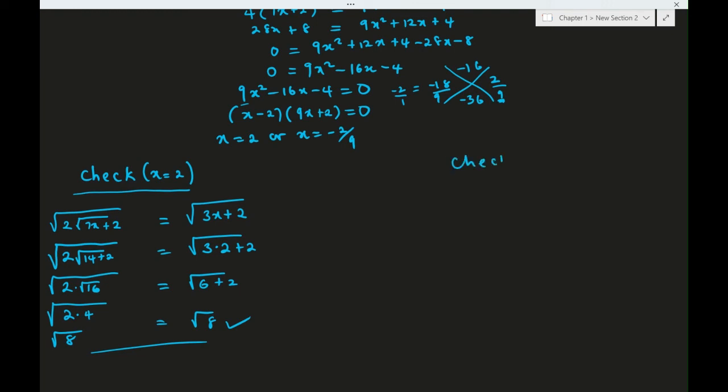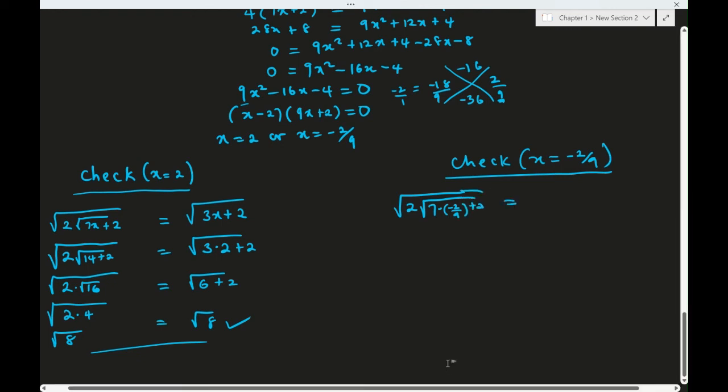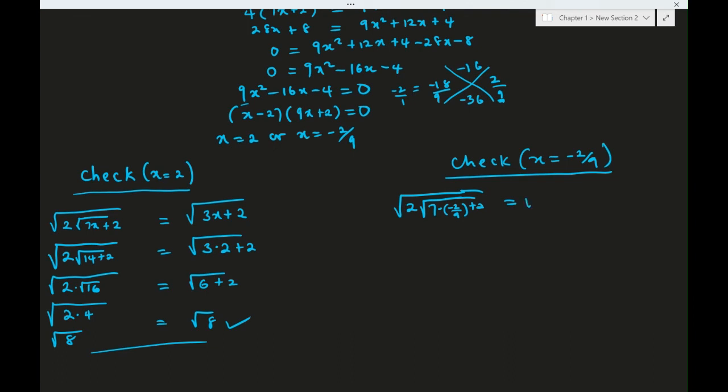Now, we check with x equals to minus 2 over 9. So minus 2 over 9, we will have this. So here we'll have 2 root of what? 7 times minus 2 over 9 plus 2. So the right-hand side, what do we have? We have the square root of 3, and don't forget x is this, so we have minus 2 over 9, then plus 2.